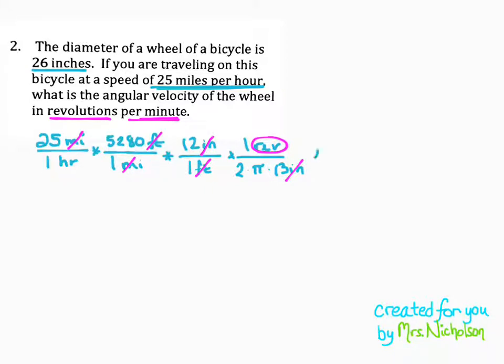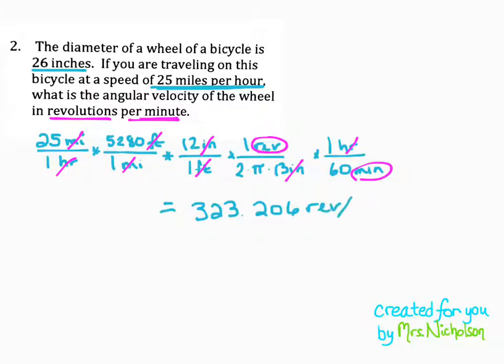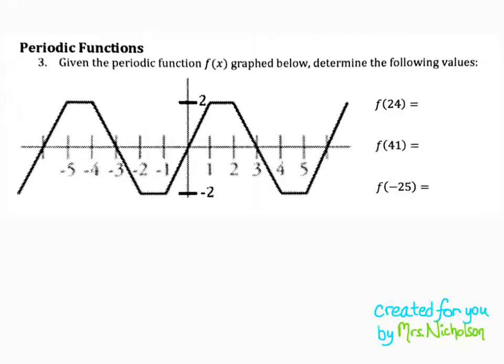Whoops, let me go back to my blue. There we go. Times 1 hour is equal to 60 minutes. Now I can cancel out the hours, and I'm left with revolutions per minute, which is what I wanted for my answer. Multiply everything on the top, multiply everything on the bottom, and divide. And if you do that, you get 323.206 revolutions per minute. All right, let's move on to question number 3.